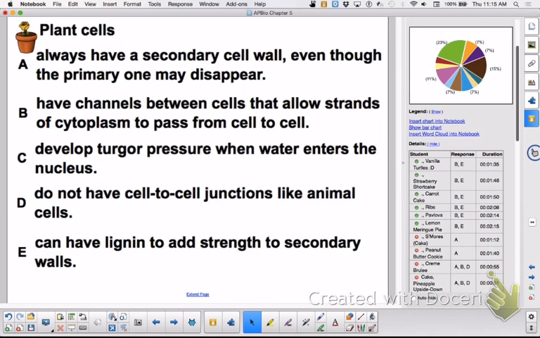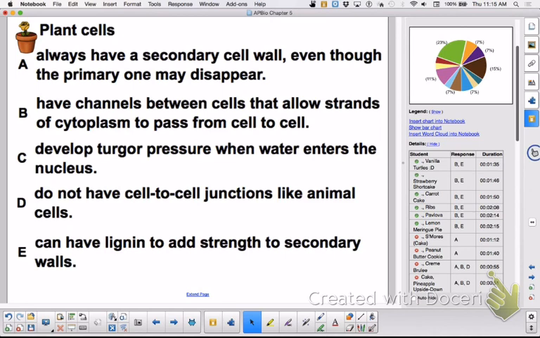Let's talk through it. Plant cells always have a secondary wall? No. Who did I say would have secondary walls? Woody plants. Do you see that? Find it in your notes. Highlight it because you missed it. Secondary walls when you have woody plants. Plants with bark.